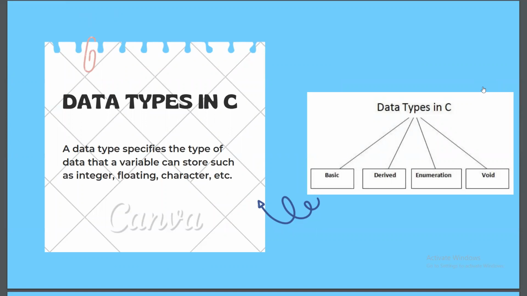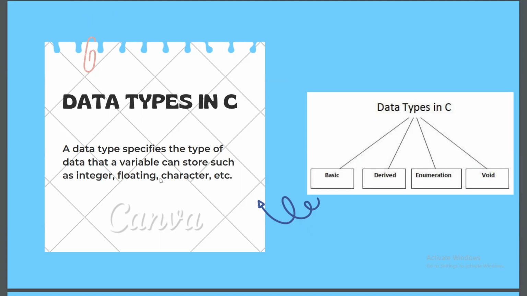Data types in C specify the type of data that a variable can store, such as integer, float, character, etc. Data type means the type of the variable that you are going to store. If you want to store 0, 1, 2, 3, for that you need the integer type. If you want to store floating numbers, for example 0.4, 1.4, 3.6, for that you need the float data type to store your floating values.